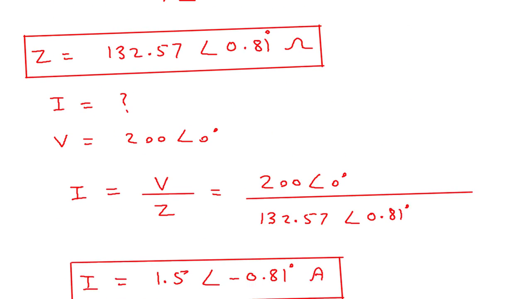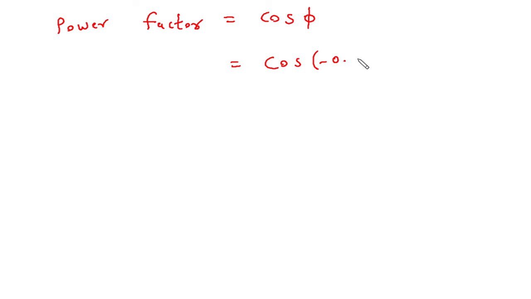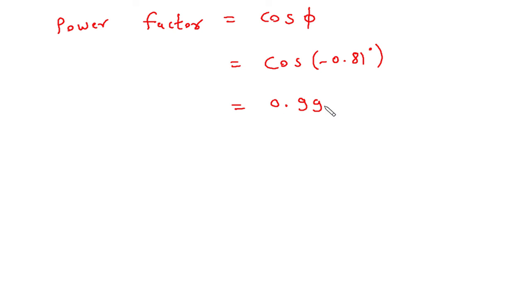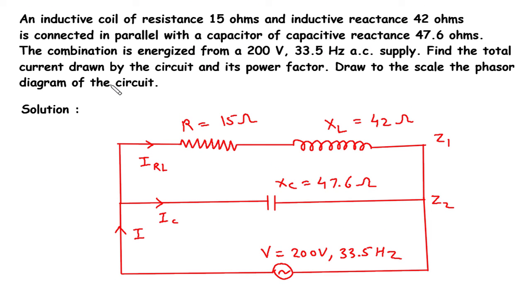Here we have to take the angle from total current I, which is minus 0.81 degree. Now here it is negative, that means the current is downside, so it will be cos of minus 0.81. It is 0.999. So this is the value of cos phi. Then next is to draw to scale the phasor diagram of the circuit.